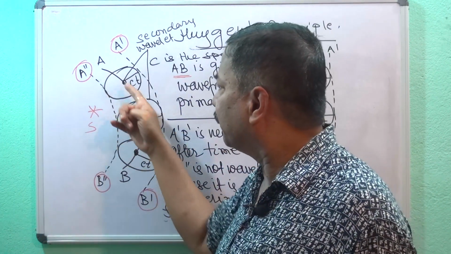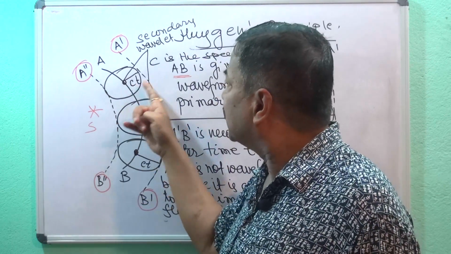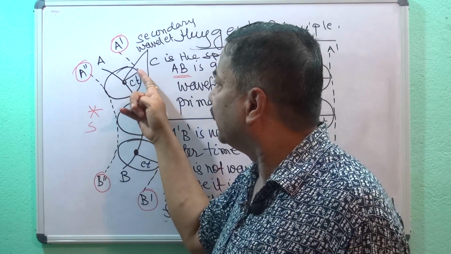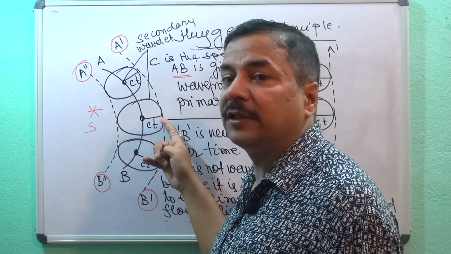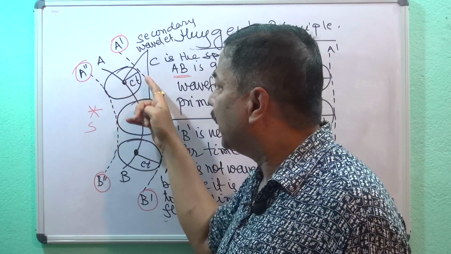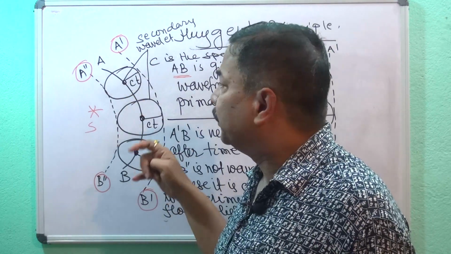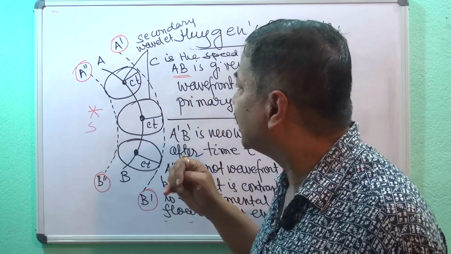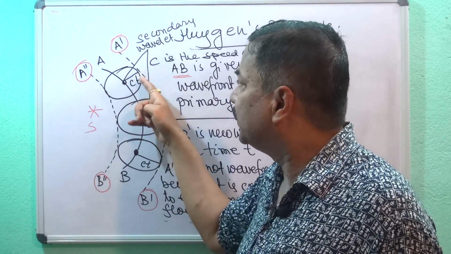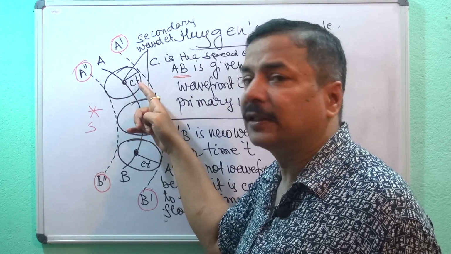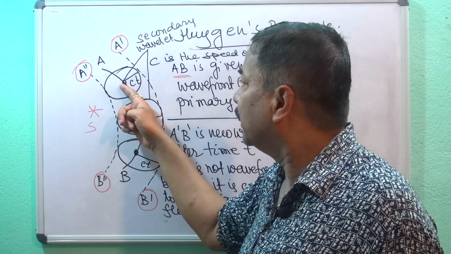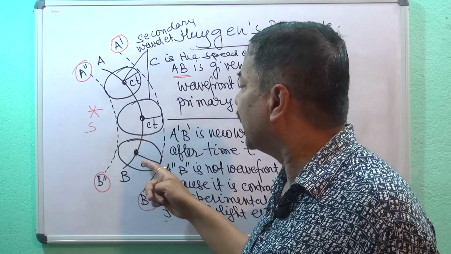When it is behaving like a fresh source, c is the speed of light in the medium. After time t, from here the light will reach here, because it is behaving like a source, so it will emit a spherical wavefront. So Huygens suggested that after time t, the wavefront will reach here. ct is the radius, c is the speed of light, t is the time, so c into t gives you the radius. So light has reached here.